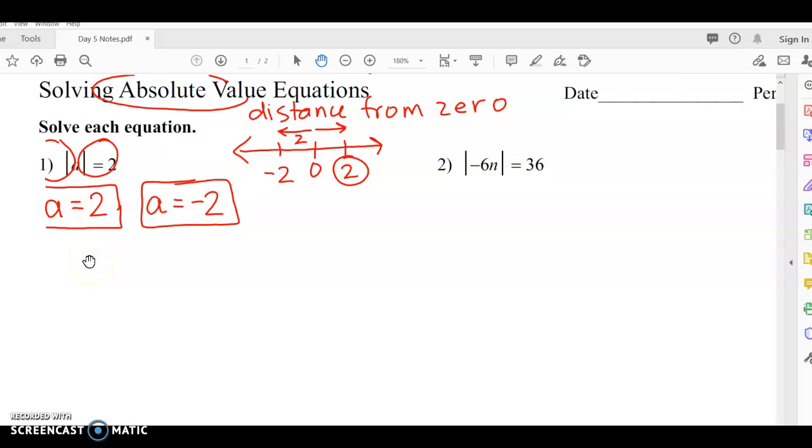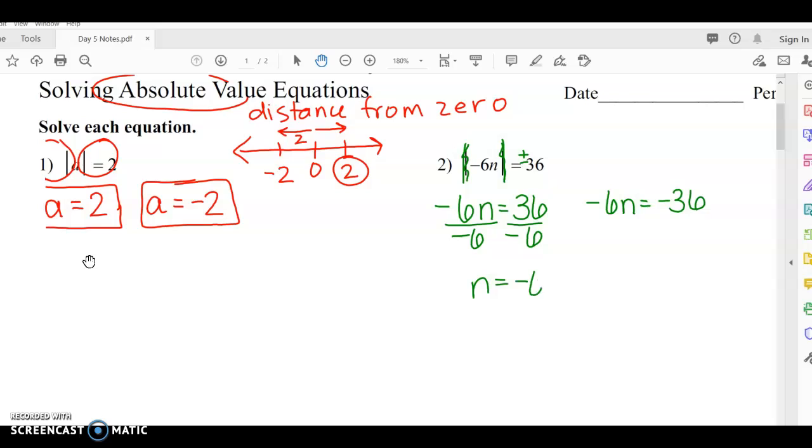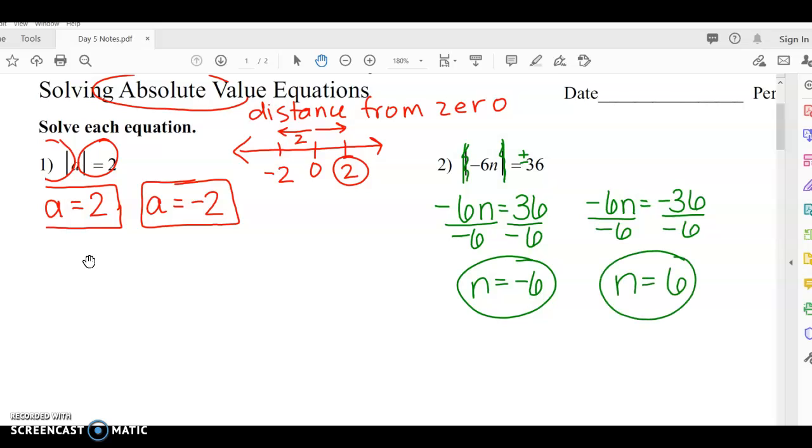So like on this next one, to get rid of these absolute value bars, to cancel those out, you go positive and negative on the other side. So you go negative 6n equals positive 36, and negative 6n equals negative 36. Then to solve, we divide by negative 6 to find out that the first answer would be negative 6. And then when we divide negative 36 by negative 6, we find the other answer to be positive 6.